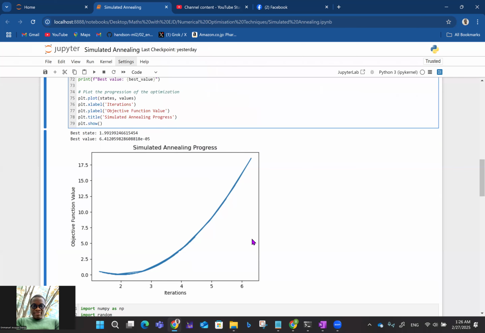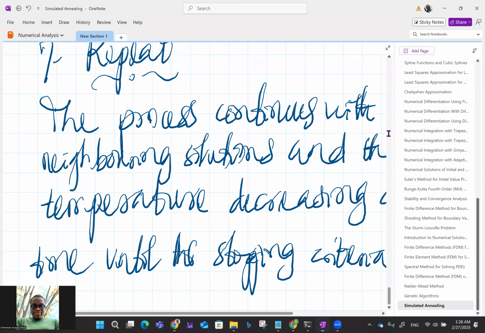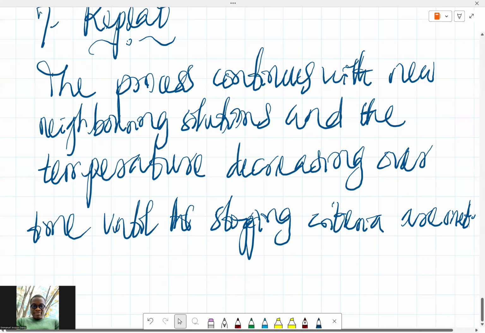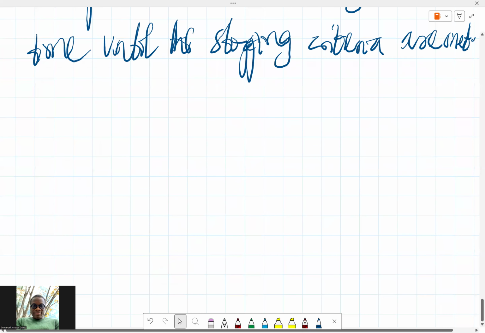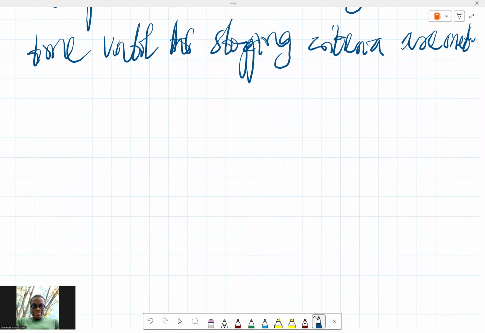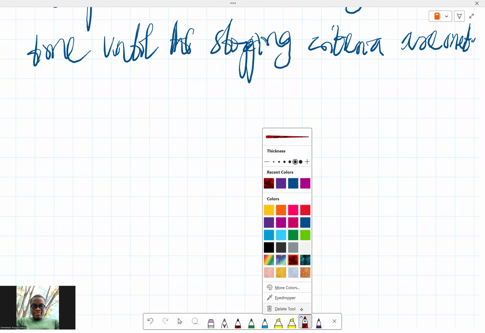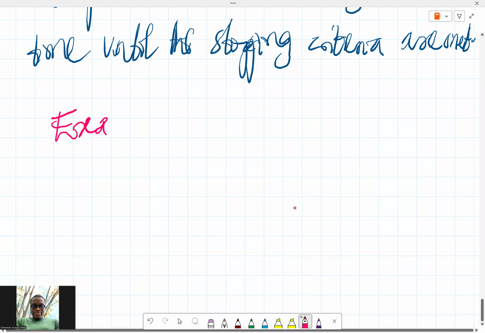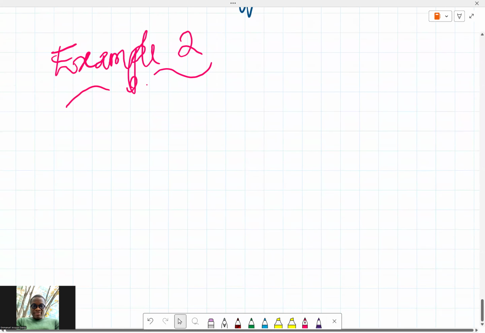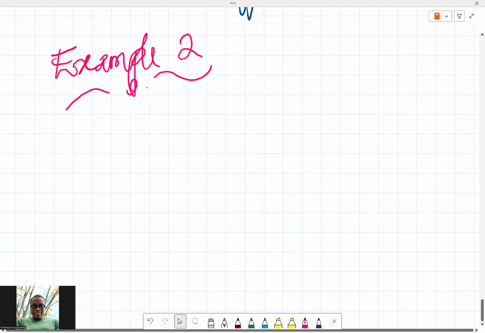Okay, so let's go for the second example, which is about the traveling salesman problem. It's a very popular problem in optimization. So that takes us to example 2. We have seen how we can use it for a polynomial, so let's use it for the traveling salesman problem.